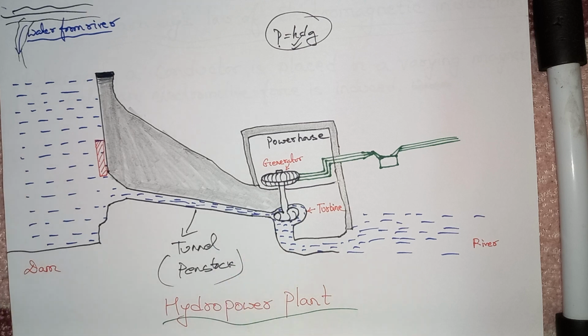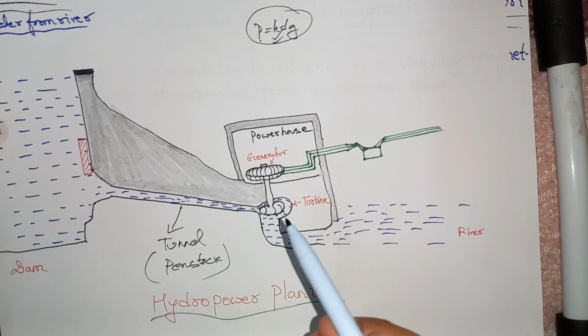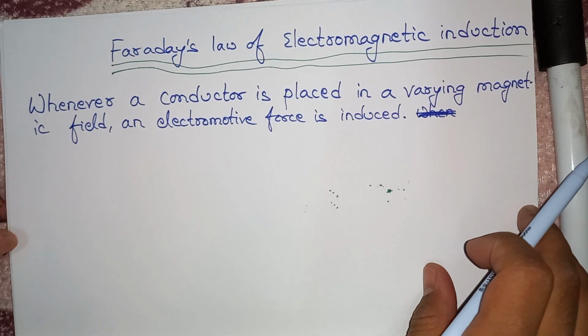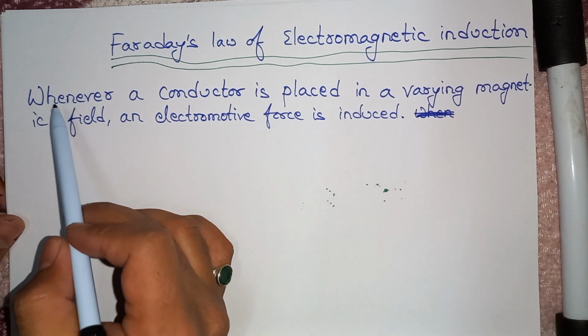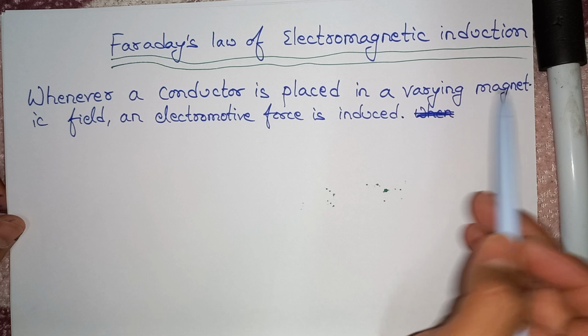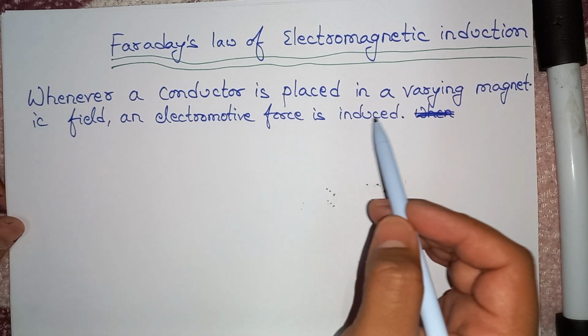So we'll understand a simple term: what happens when this generator moves. For this we need to understand Faraday's law of electromagnetic induction. What it states is that whenever a conductor is placed in a varying magnetic field, an electromotive force is induced.